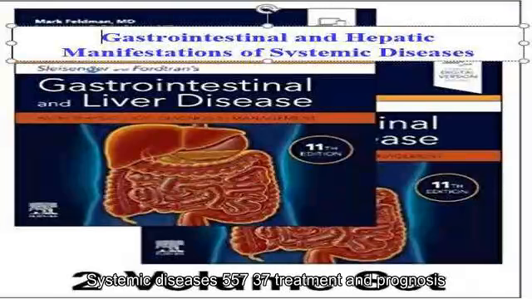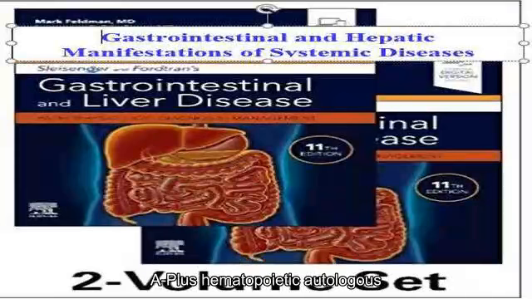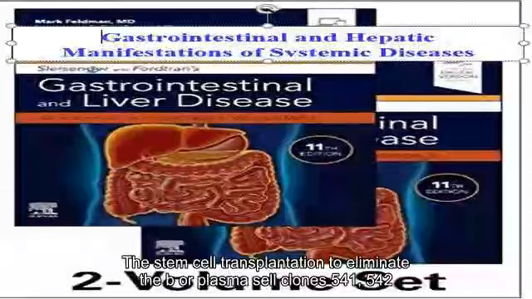Treatment and Prognosis. AL amyloidosis is treated with myeloma-type chemotherapy or high-dose chemotherapy plus hematopoietic autologous stem cell transplantation to eliminate the B or plasma cell clones.